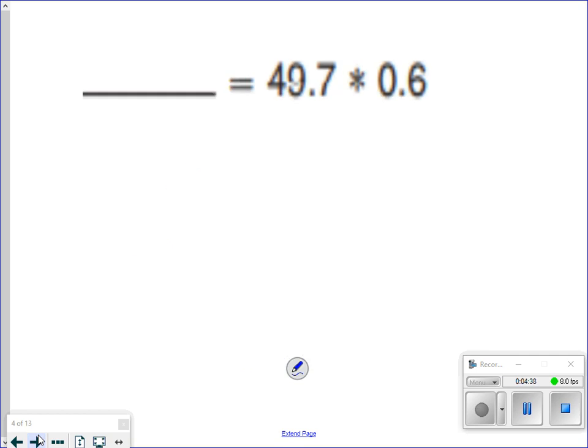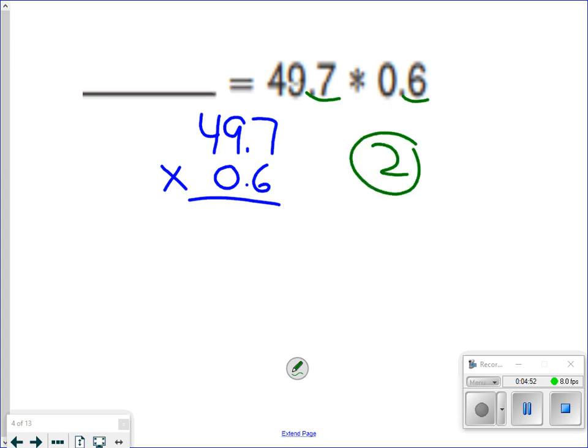Here's another one. 49 and 7/10 times 0.6. This will be an easy problem because I got a 0 in there. Multiply across. By the way, I have 2 numbers after the decimal. So it means at the very end, I have to move that decimal 2 spots. 6 times 7 is 42. I put a 2 here. I put a 4 up top. 9 times 6 is 54, plus 4 is 58. Put an 8 here. Put a 5 here. 6 times 4 is 24, plus 5 is 29.